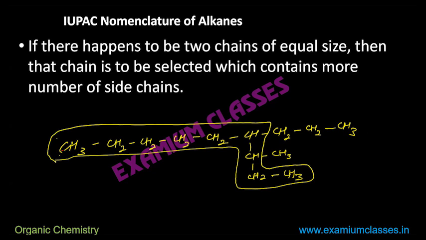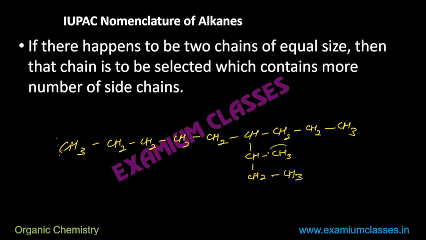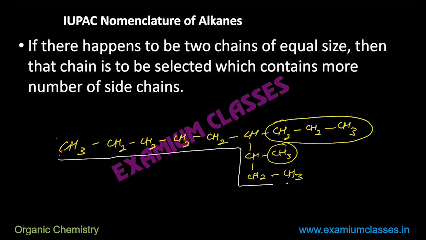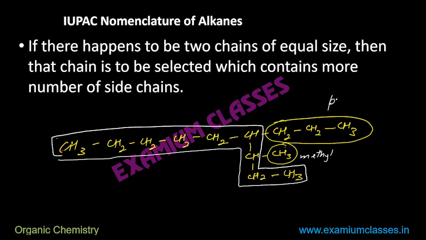We will select this one because it has this as branch, this as branch. Try to visualize what I am saying. If I consider this one of 9 carbons as main chain, then it has 2 substituent groups attached to it, methyl and 3 carbons propyl. These 2 branches are 2.